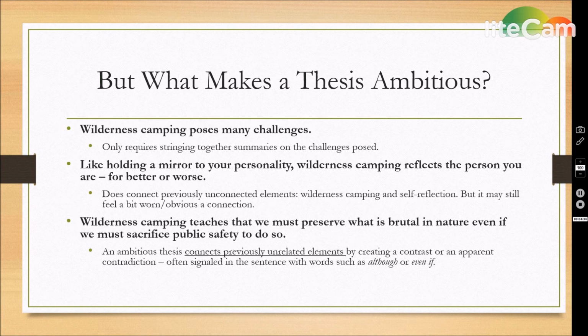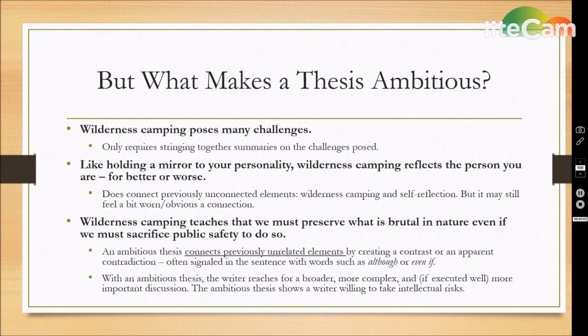So the emphasis here is on connecting previously unrelated elements in a thesis, making new connections, finding new ways of thinking about something through a particularly new lens. That is the definition of ambitious here. Sometimes that creates a contrast, or sometimes that just gives new insight by connecting those previously unrelated elements. So that's the really key phrase here to remember in identifying what's ambitious within a thesis statement. Again, with an ambitious thesis, the writer reaches for a broader, more complex, and if executed well, more important discussion. The ambitious thesis shows a writer is willing to take intellectual risks.